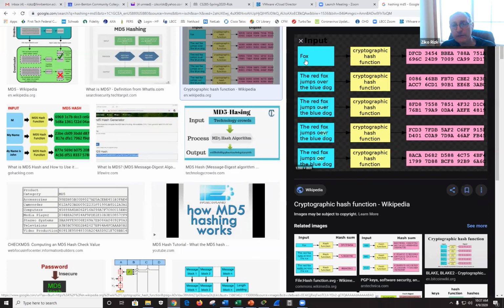And each and every time you put the same string through the hashing algorithm, it will always produce the same exact hash key. So Fox will always produce this hash key, and the red fox jumps over the blue dog will always produce this hash key. Always, 100% of the time. Otherwise, we have a problem, okay?